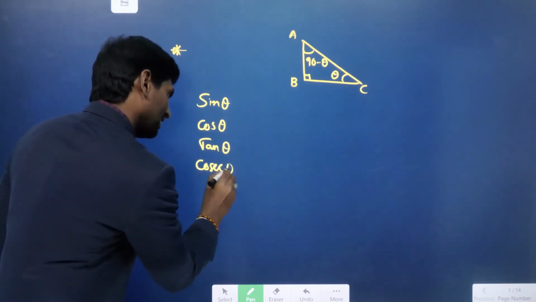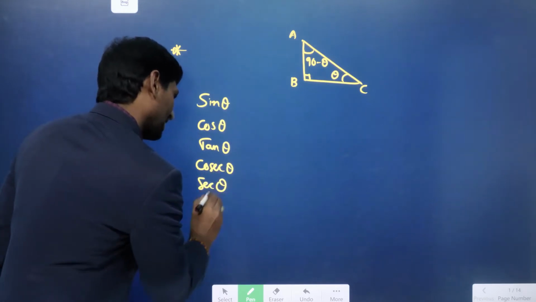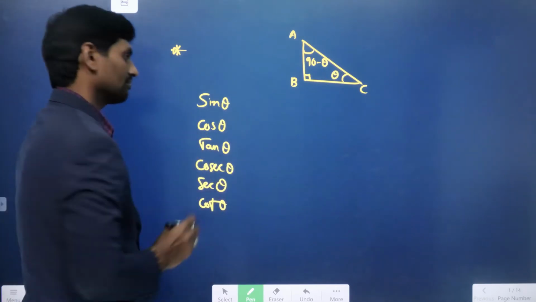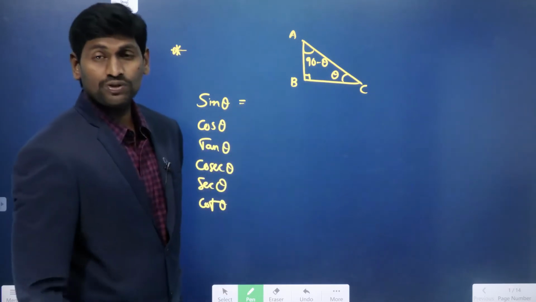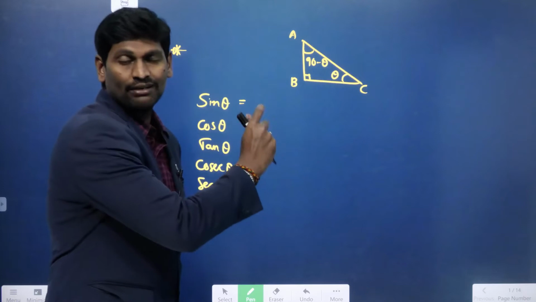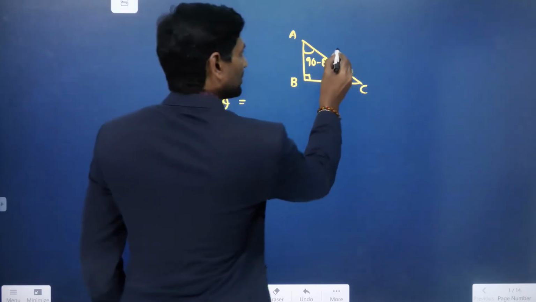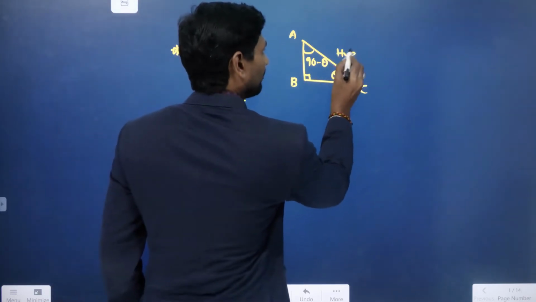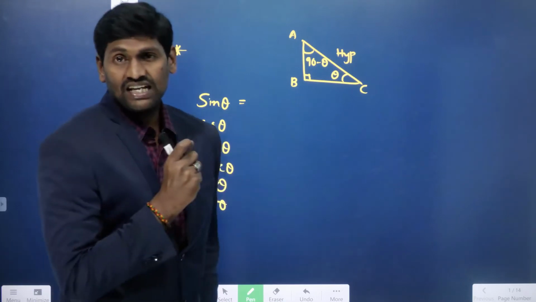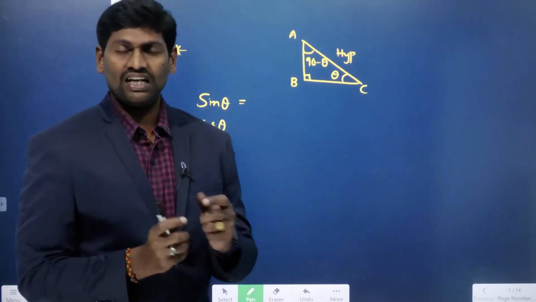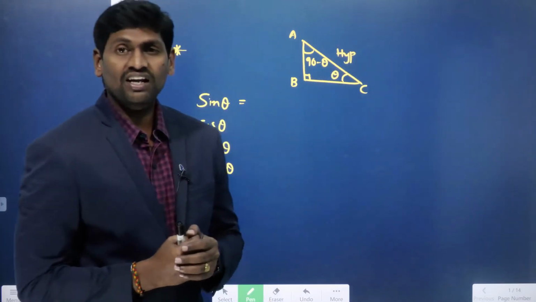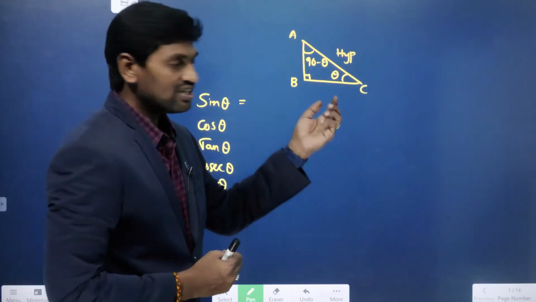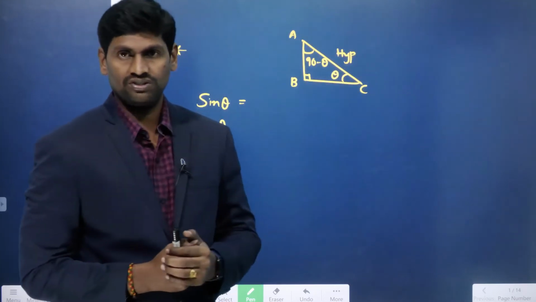sin theta, cos theta, tan theta, cosecant theta, secant theta and cot theta. So what is the ratio of sine? Opposite side by hypotenuse. We know this is the hypotenuse. The hypotenuse is always the larger side of a right angle triangle. The larger side is always opposite to the larger angle. In a right angle triangle, the larger angle is 90 degrees only, so its opposite side is the hypotenuse.